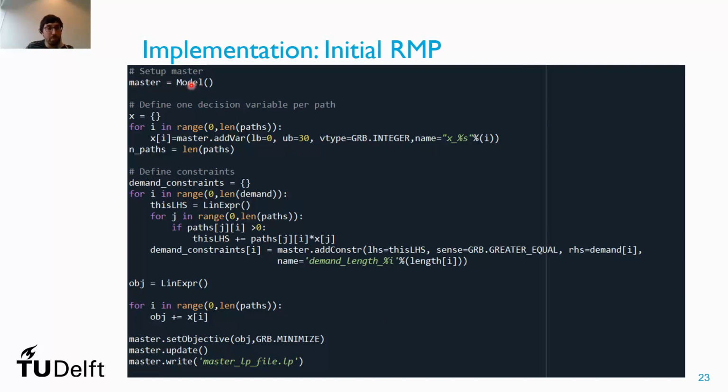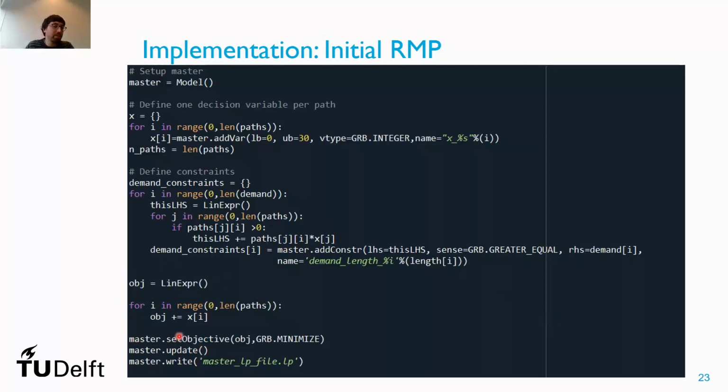I define a master problem, I define as many decision variables as the paths I have available. Here I'm defining an upper bound of 30, it could be better tightened, it's not really relevant here. And I'm defining my demand constraints. Again, it's a greater or equal type of constraint because for each unique item I need to produce at least as many items as required. If it's more and if it's optimal, okay, it means there will be some waste.